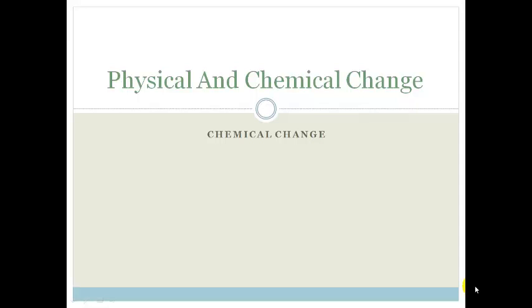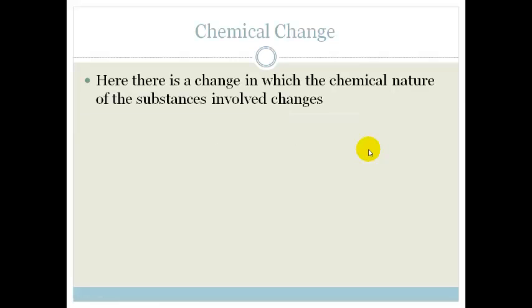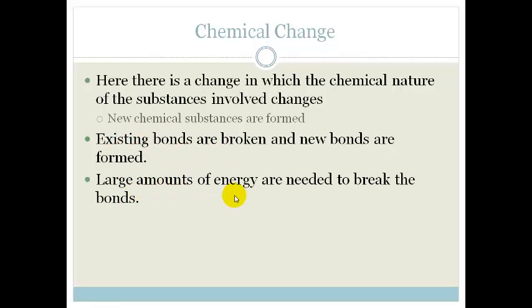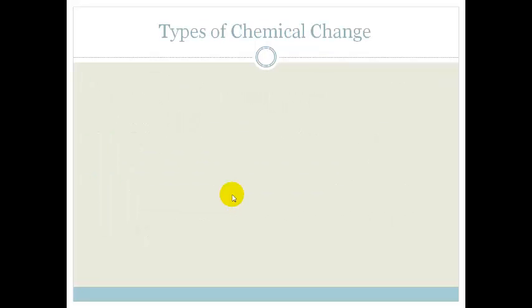Grade 10s. In this lesson, we're going to be looking at chemical change. But what is chemical change? Chemical change is when there is actually a change in the chemical nature of the substances involved. New chemical substances are formed, existing bonds are broken, and new bonds are formed. And because these existing bonds are broken, we need large amounts of energy. In fact, much more energy is needed for chemical change than for physical change.